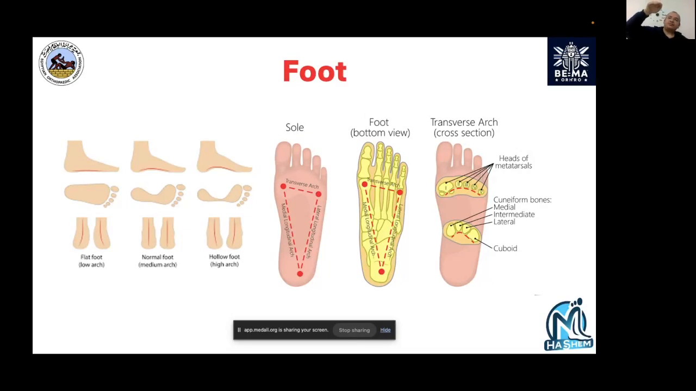So the arch makes you move with a tripod: first MTB, fifth metatarsal head, and the heel. And this gives you this picture. When we do a pedography or testing of pressure of your foot, you see that the foot doesn't load completely. There is an arch here and a small arch here, a big arch here, a small arch here. And you load the first MTB, the fifth metatarsal head, and the heel.